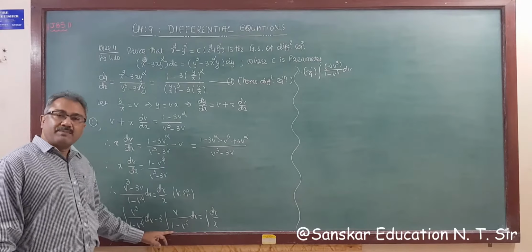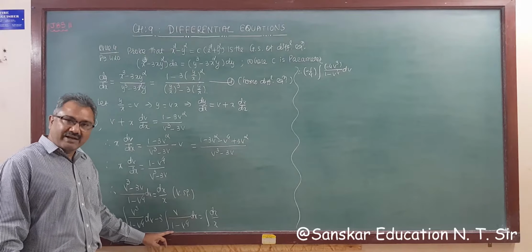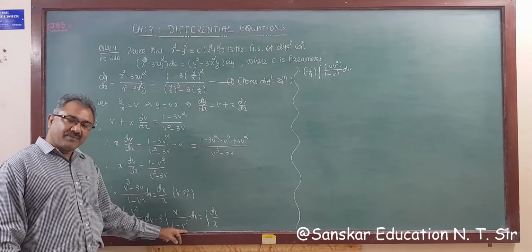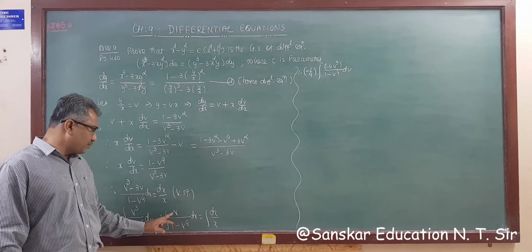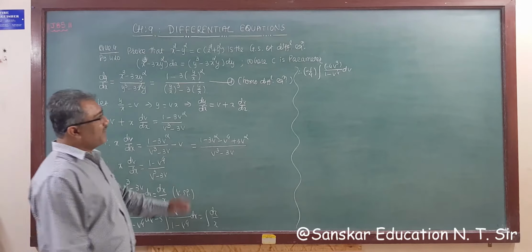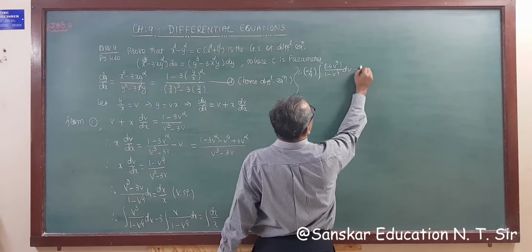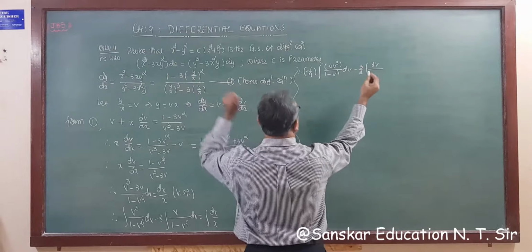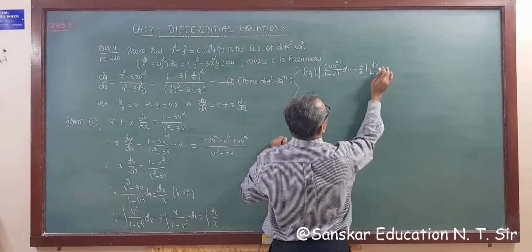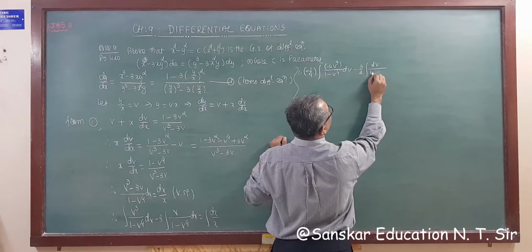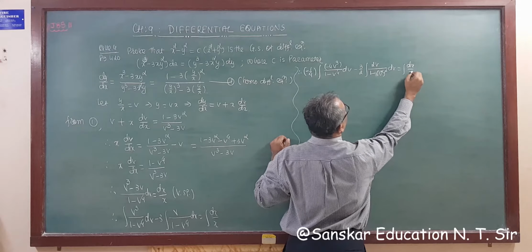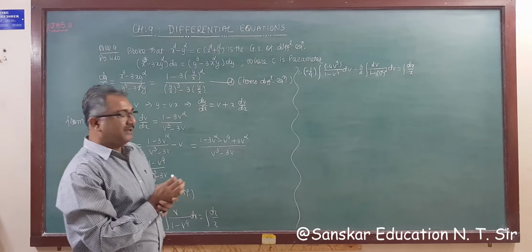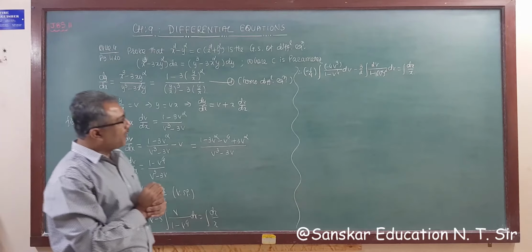So we have to apply the formula, and the formula has a square, so if we assume v square, the derivative of v square is twice v, so that means we need 2 here, so divide and multiply by 2, so minus 3 by 2 integration twice v upon 1 minus v square whole square dv is equal to integration dx upon x. Got it?